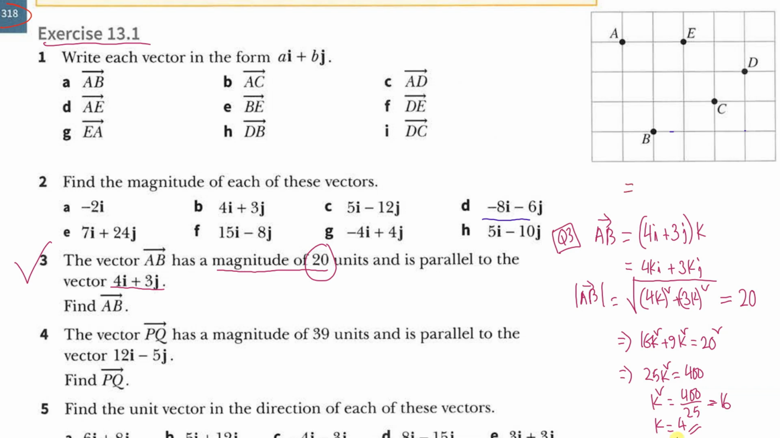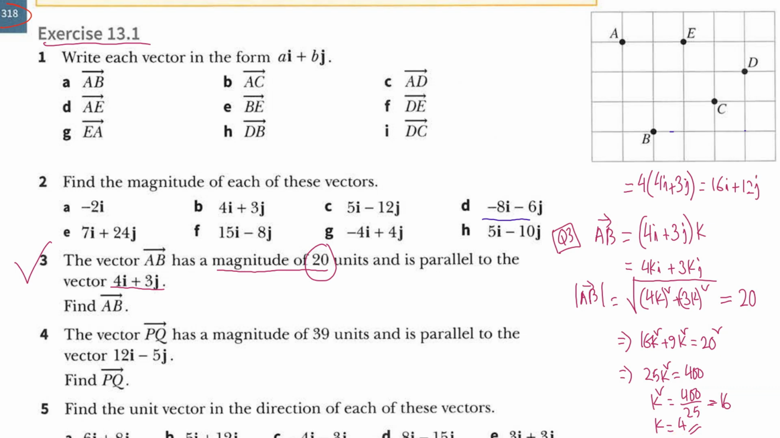We need to multiply the 4 with this vector. So 4 into 4i plus 3j. So our final answer is 16i plus 3 4s are 12j.